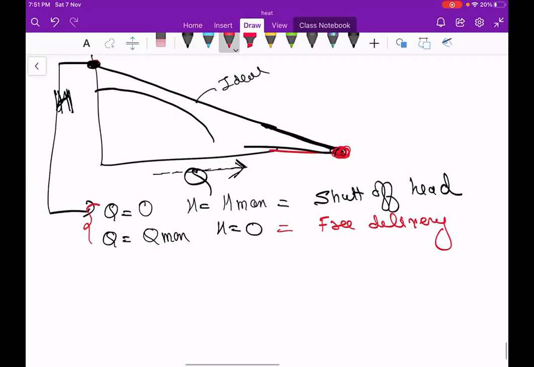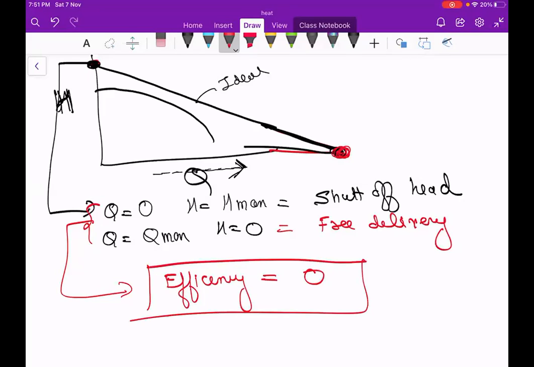At both these points, the efficiency of the pump is 0. This is the most frequent question they ask you in the interview: at what two points will the efficiency of the centrifugal pump be 0? When Q equals 0, H equals H max, that is known as shut off head. And when Q equals Q max and H equals 0, it is known as free delivery. And the efficiency of the pump is 0.